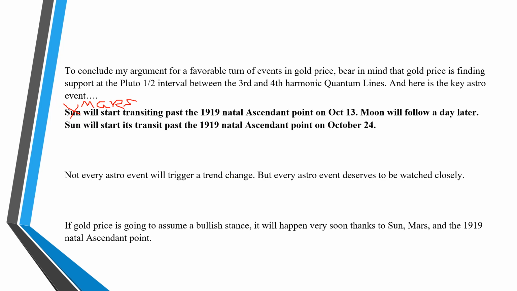Now, having said that, I could be wrong. Global events being what they are, geopolitics being what they are, not every astro event is going to trigger a trend change. But every astro event deserves to be watched closely. And I think the next 2 weeks deserve very close scrutiny. And if gold price is going to assume a bullish outlook on life, it's going to happen thanks to Sun and Mars and the 1919 natal ascendant point.